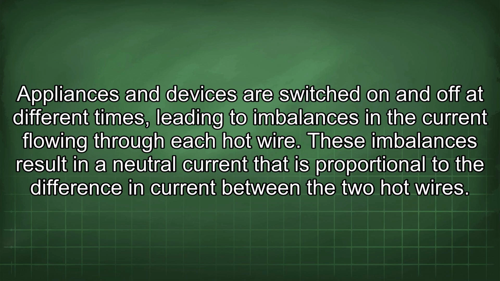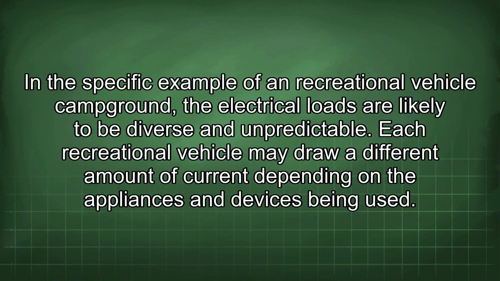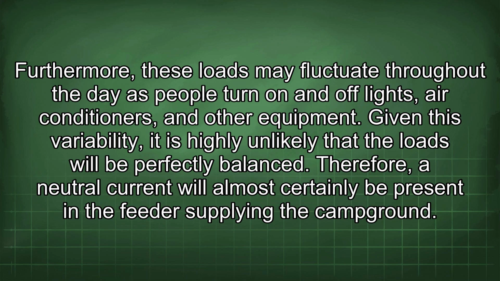In the specific example of a recreational vehicle campground, the electrical loads are likely to be diverse and unpredictable. Each recreational vehicle may draw a different amount of current depending on the appliances and devices being used. Furthermore, these loads may fluctuate throughout the day as people turn on and off lights, air conditioners, and other equipment. Given this variability, it is highly unlikely that the loads will be perfectly balanced. Therefore, a neutral current will almost certainly be present in the feeder supplying the campground.